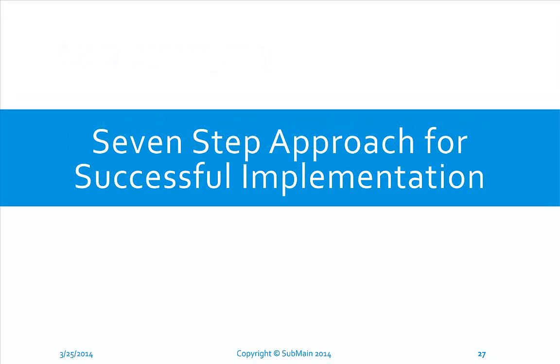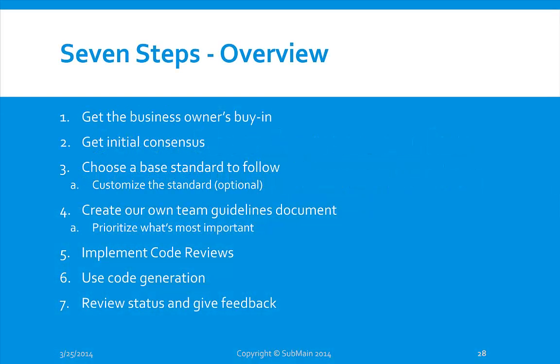Let's talk really quick about the seven-step approach for successful implementation. I'm going to review this quickly because we have slides for each one of these. The first one is business owner buy-in. It's very, very important so we as developers have time to actually do what I'm talking about. Then getting consensus among the developers, having a standard, making it easier for the developers to implement code reviews, also using some of the great code generation tools, not only in .NET but from other companies. And then you need to constantly have status and give feedback.